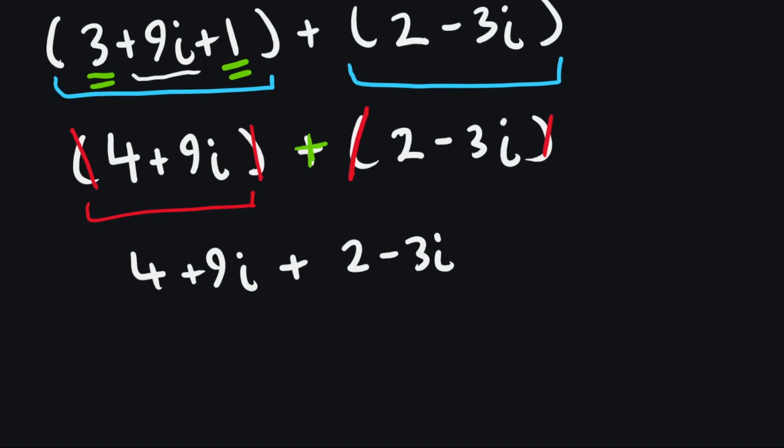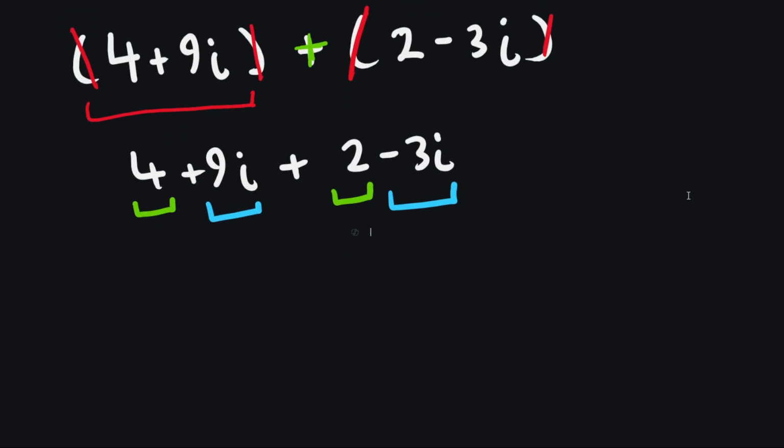Good. So now we can continue to combine like terms. We can combine the 4 and the positive 2, and we can combine the 9i and the minus 3i. Whenever you're dealing with imaginary or complex numbers, you can combine the real parts. The ones underlined in green are 4 and 2. Those are real numbers. And we can combine the imaginary numbers, the ones underlined in blue, positive 9i and negative 3i. So it's very similar to combining like terms with polynomials.